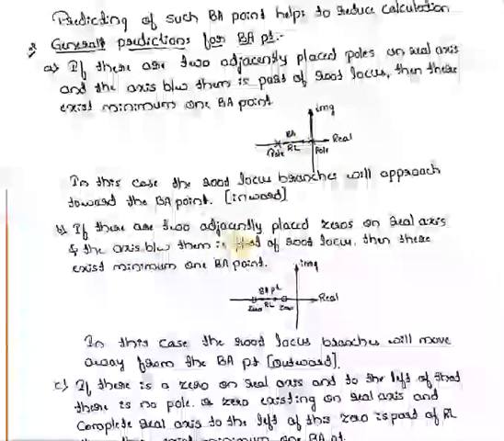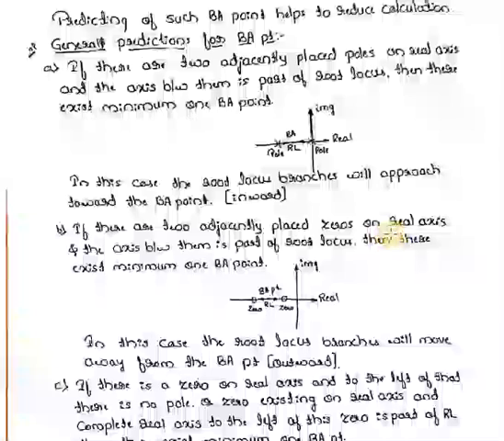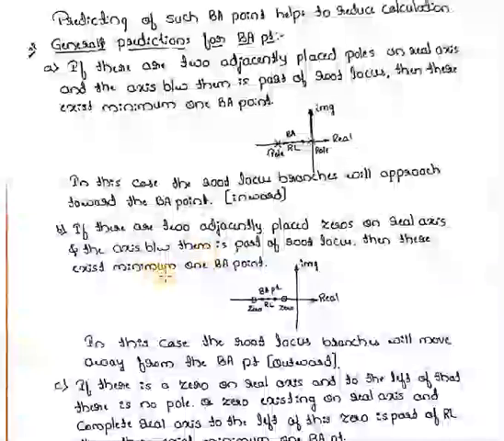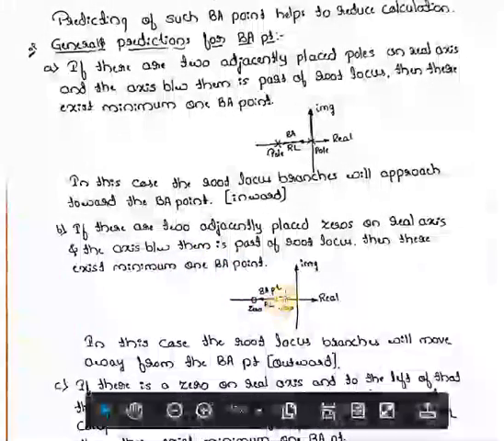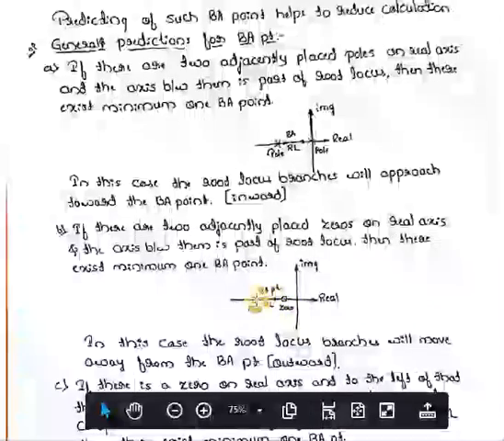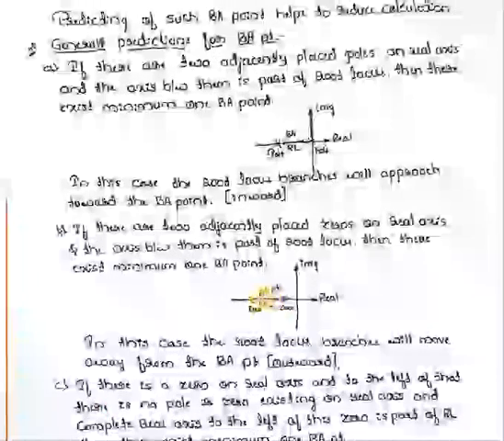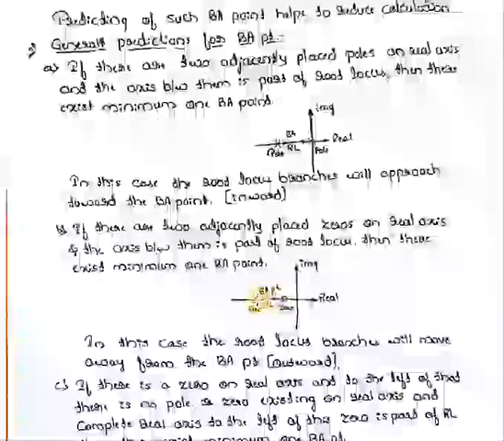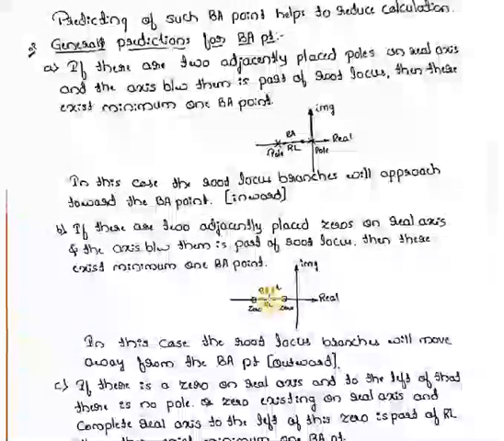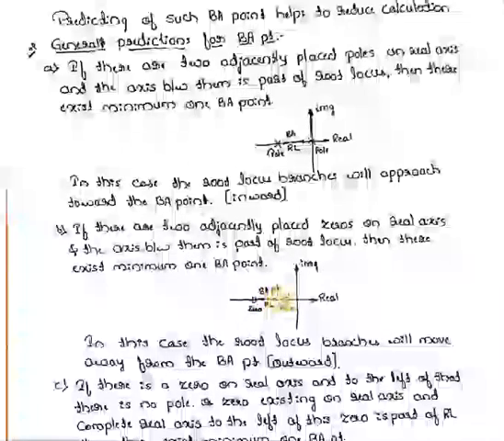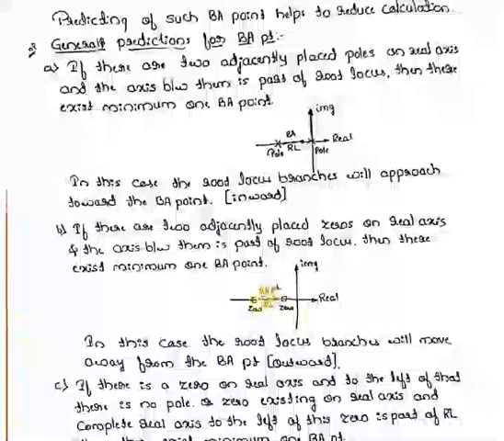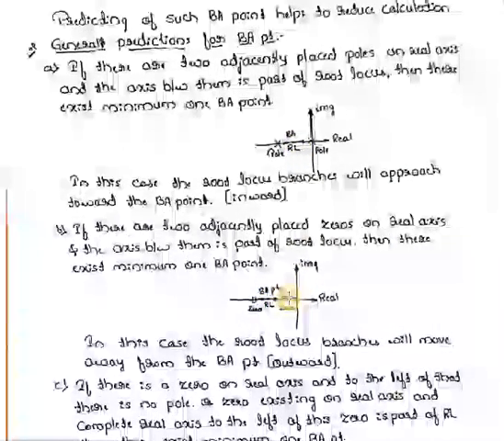Then if there are two adjacently placed zeros on the real axis, and the axis between them is part of the root locus, then also there exists a minimum of one breakaway point. If there are two zeros, and you find this portion to be root locus, then between these two there will be a breakaway point. But in this case, the root locus branches will move away from the breakaway point. They will tend to the zero side. In the case of poles, they tend towards the breakaway point. Here they move away from the breakaway point.